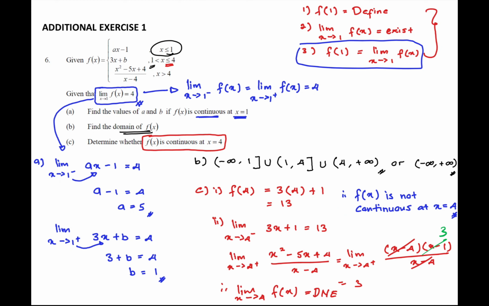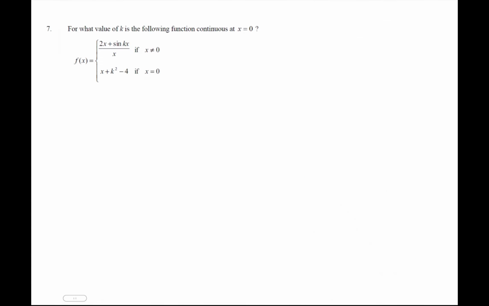Okay, now look at question 7. For what value of k is the following function continuous at x equal to 0? So we want to check what is the value of k when the function is continuous at x equal to 0. Okay, so remember this one is x not equal to 0, and then this one is x equal to 0.